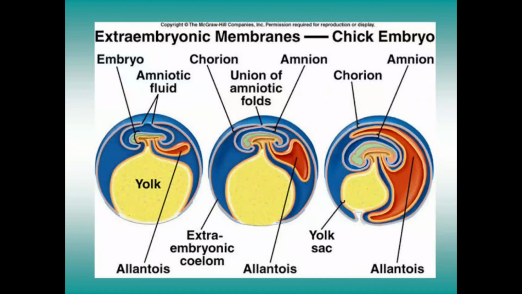As you can see in the picture, three extraembryonic membranes develop around the chick embryo. These layers protect the embryo from any mechanical damage. That is all about my presentation.